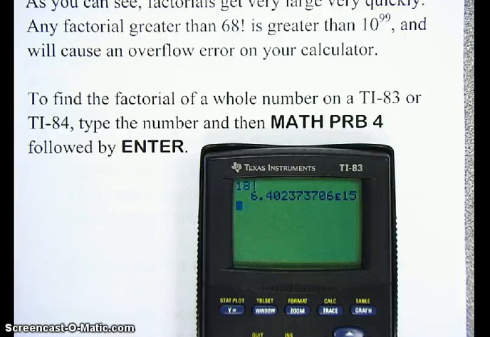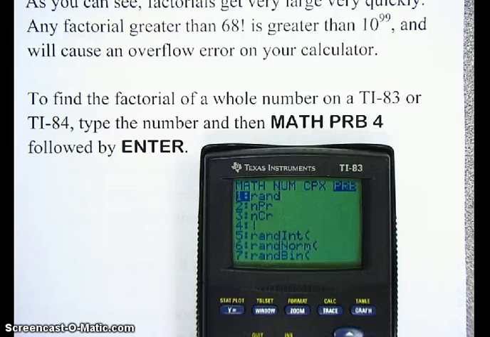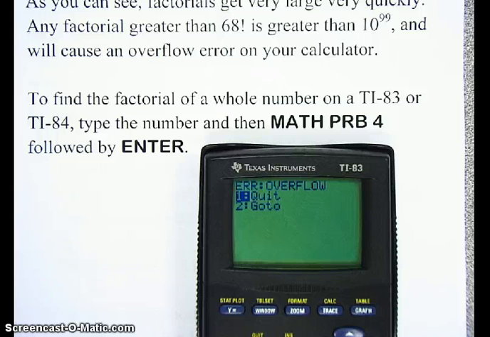Okay, if you do, say, 70 factorial, you get an overflow message. It's an error. The calculator can't handle any number bigger than 10 to the 99th power, so this number is way too big for that. So you see factorial notation a lot when you're working with permutations, combinations, probability in general. It's very, very common.